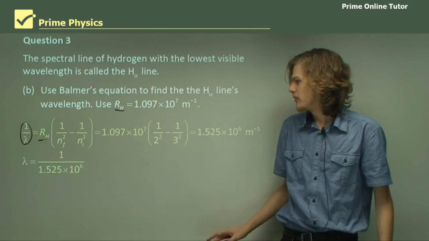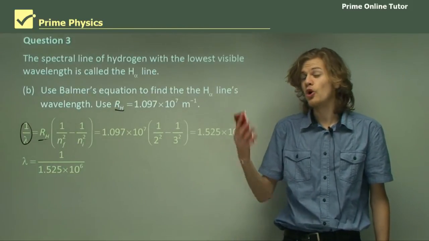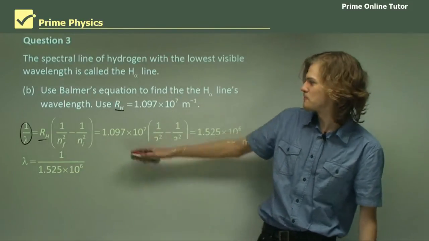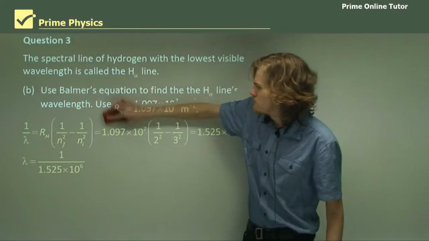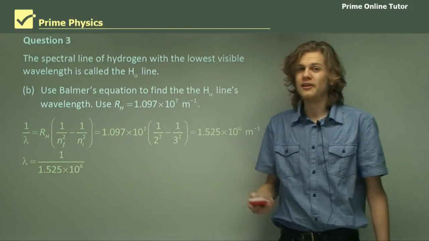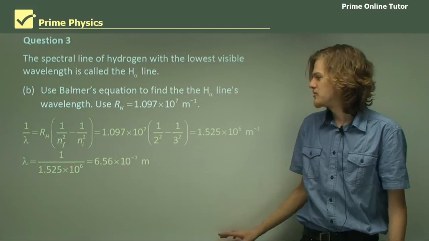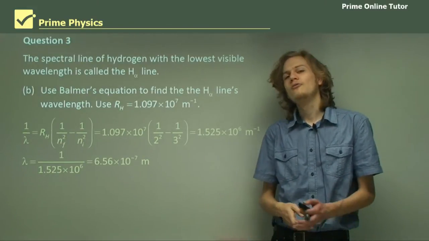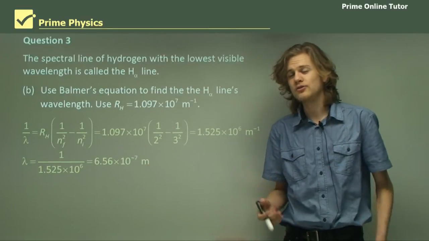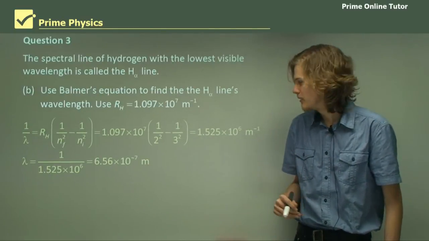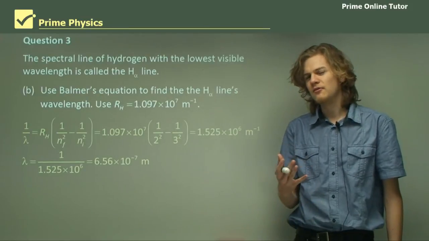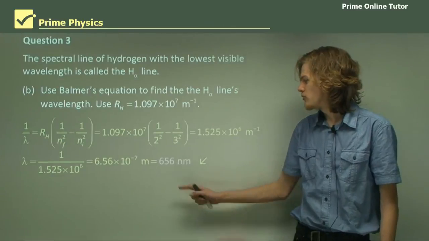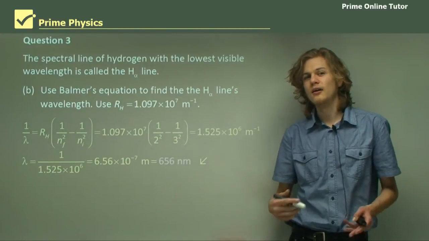So instead of 1.525 times 10 to the 6 over 1, we now have 1 over 1.525 times 10 to the 6. And it's a kind of tricky sum to do in your head, but a calculator can do it pretty easily. We end up with the answer 6.56 times 10 to the minus 7 meters. Now, if we wanted to express this as a wavelength of visible light, it's often easier to express it in nanometers. So 6.56 times 10 to the minus 7 meters ends up being about 656 nanometers, which is red light.